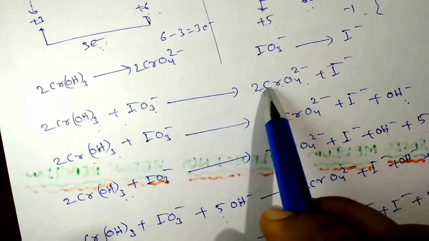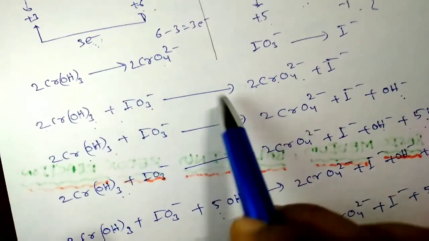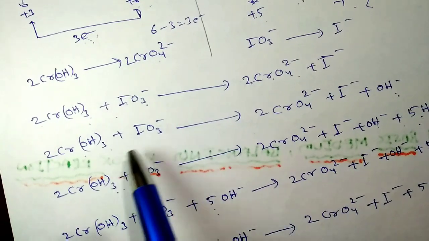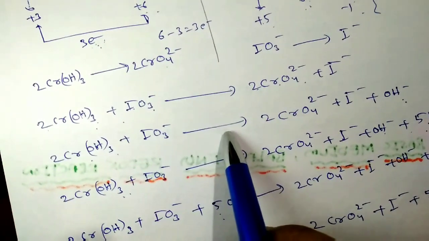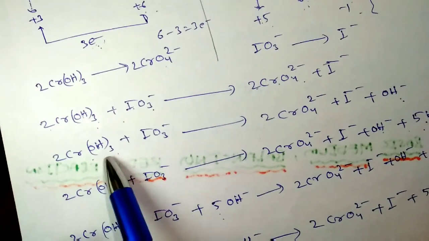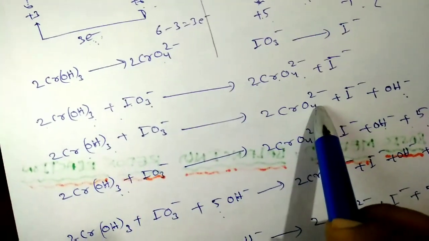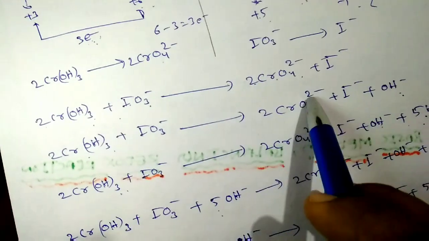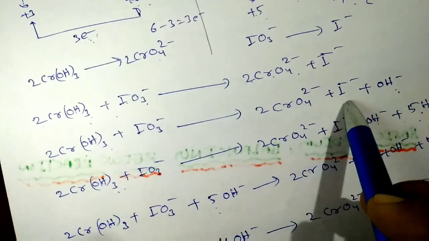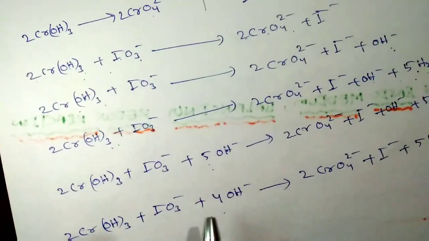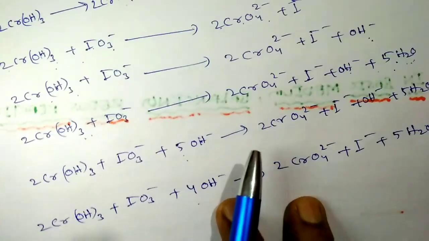Up to here, it is the same procedure as in acidic medium. Now in order to balance the number of oxygen atoms, first you count the number of oxygen atoms. This side you have 6 plus 3, 9, that side you have 8. So now one oxygen is lacking. Since one oxygen is lacking, on this side you add one OH minus ion. That's another rule we discussed.